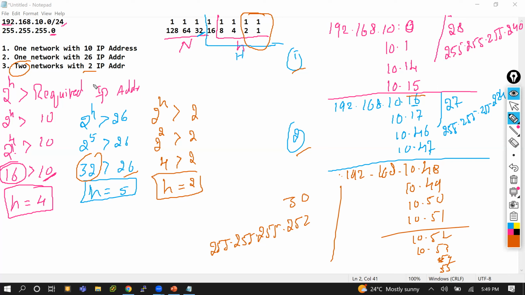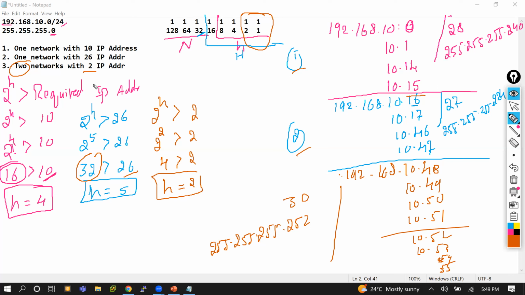4 subnets. If you do the same problem with FLSM, each network gets a total of 64 IP addresses, right? But here my requirement is only 10, 26, 2. If I do it with FLSM, we get more wastage of IP addresses. In FLSM, what happened? We have more wastage. In VLSM also we have wastage, but very little compared to FLSM. And VLSM is a very famous method.